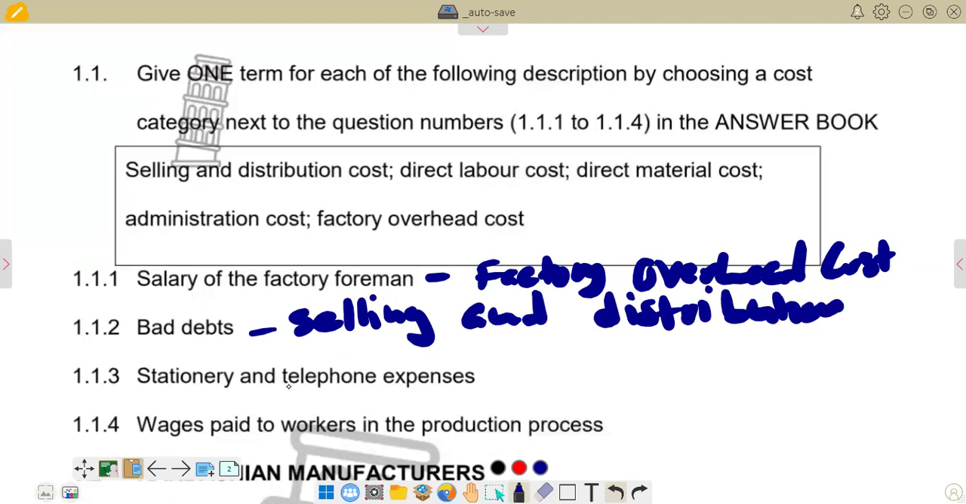Then stationery and telephone expenses. Remember, these are charged to administration, so obviously they are going to become our administration costs.